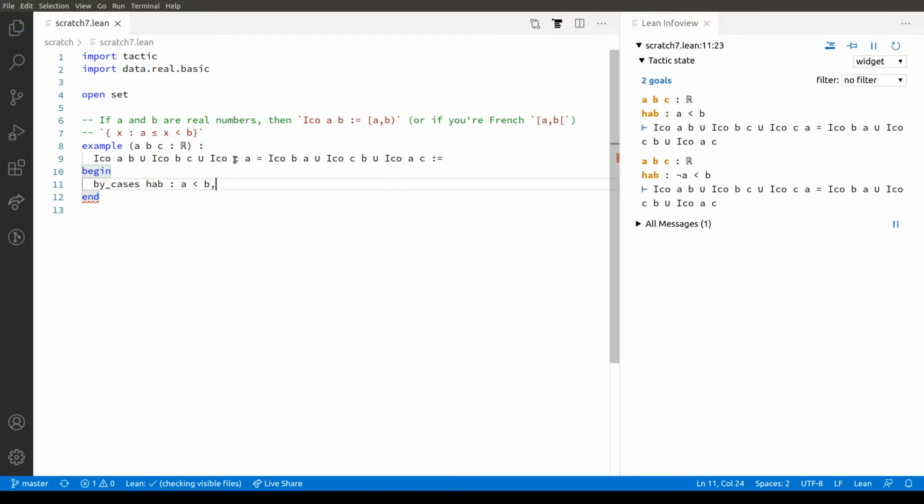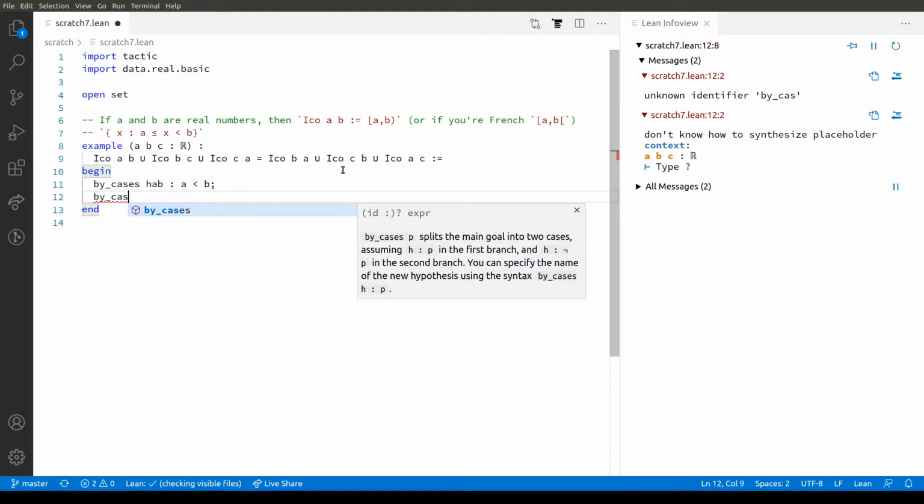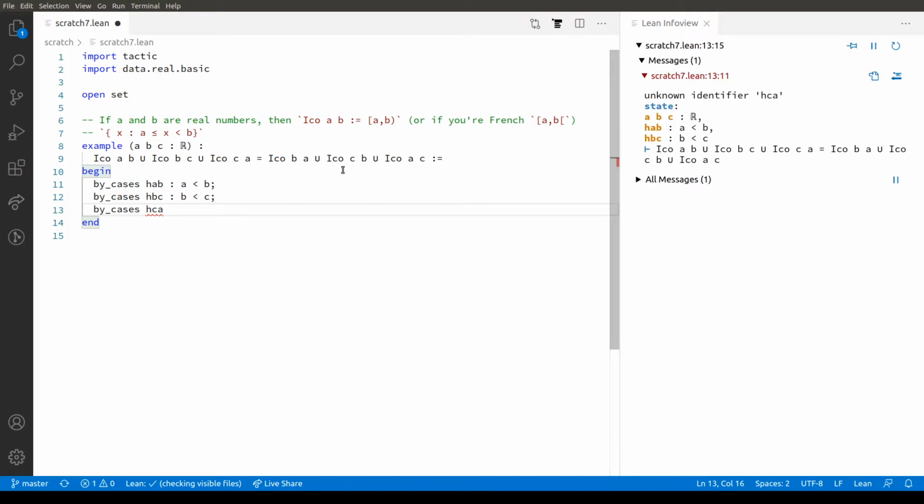And now you see we've got two goals. We've got the same basic problem, but here we have the extra assumption that A is less than B, and here we have the assumption that A is not less than B. But that's not really enough, right? I don't want two cases, I want six cases. So I really want to split on all these things. So by cases, I'll put a semicolon: by cases hBC, B is less than C, and by cases hCA, C is less than A.